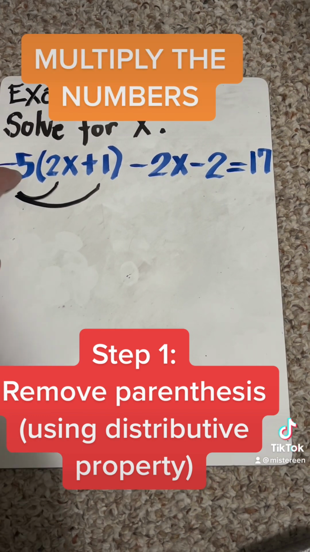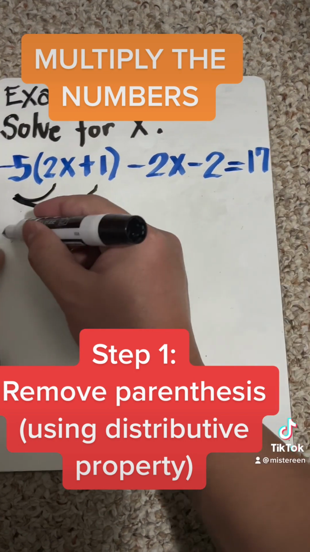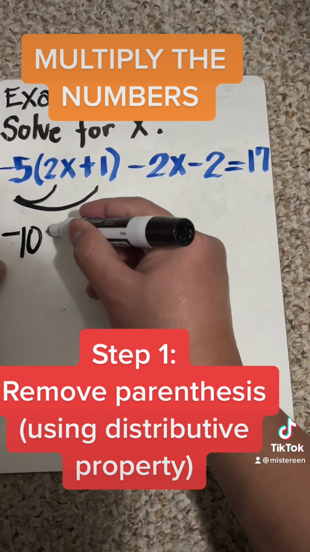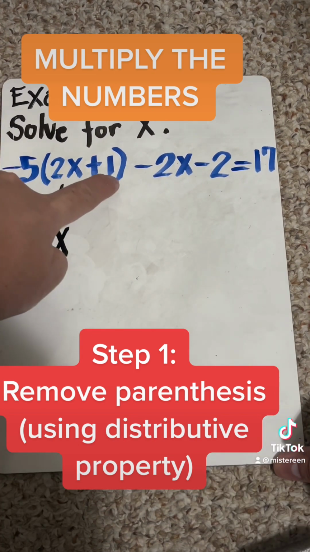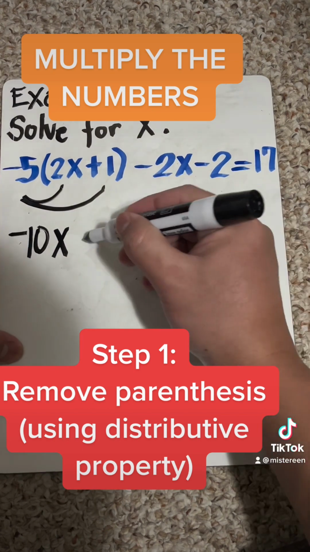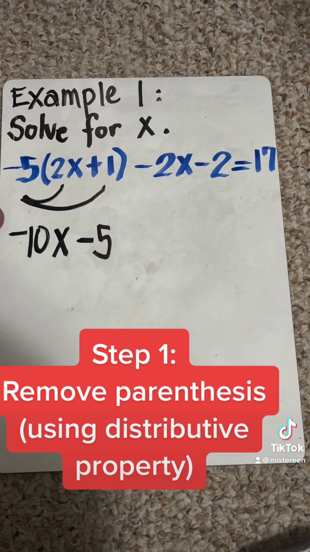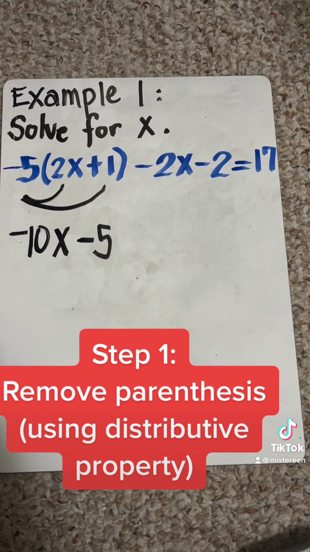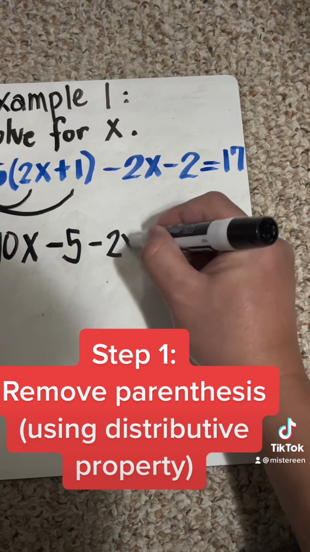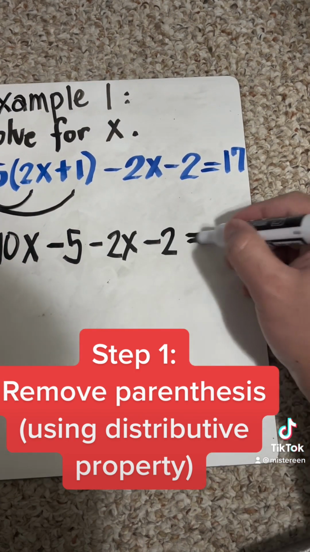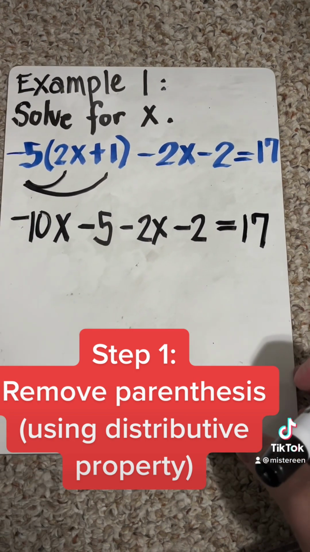Just multiply them. The first pair will be -5 multiplied by 2, which is -10x. Remember, there's an x, so it should be -10x. And then -5 times +1 is -5. So we have removed the parentheses, and then we just bring down the other numbers. So we have -10x - 2x - 5 = 17. All right, that's step 1.